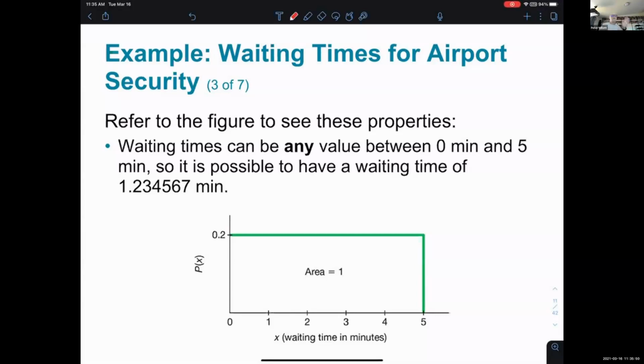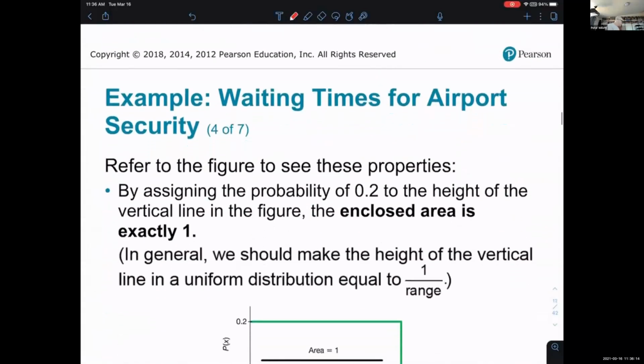And there's an infinite number of possible answers in that range, theoretically. Now, obviously, it may not be practical to measure down to the billionth of a minute or something like that, but theoretically, all possible answers in that range could occur, and there's infinitely many. So this is a continuous variable from 0 to 5.